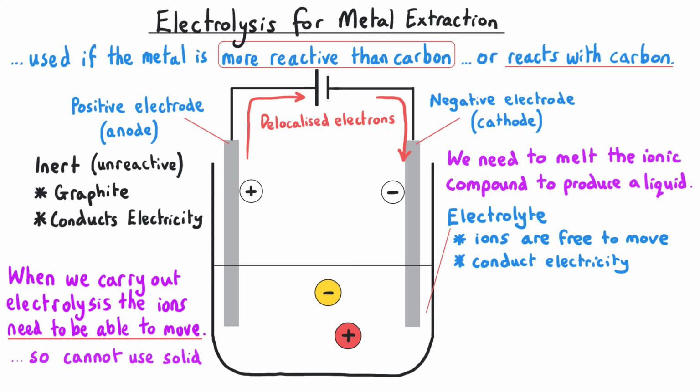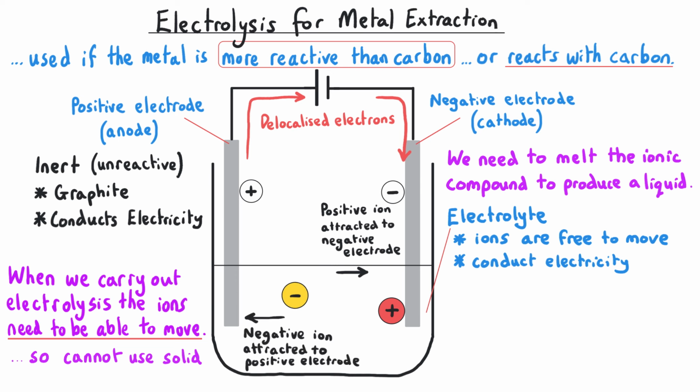Once we've got our positive and negative electrodes, the ions will be free to move through the liquid, and this enables them to be separated because they are attracted to and move towards their oppositely charged electrodes. And when they get there, they become discharged.